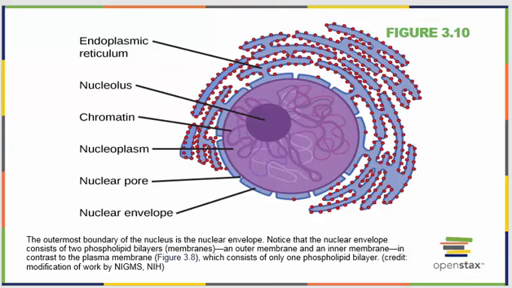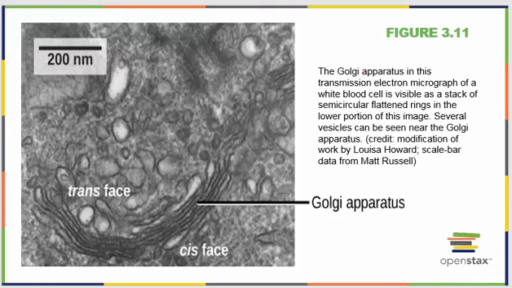You could also add in some smooth ER if you wanted to. In the smooth ER, you make lipids, store calcium, and pull apart different toxins in the body. Products from the smooth ER and rough ER head over to the Golgi body. This is a transmission electron micrograph that's up close and personal with the Golgi body. Those semi-flattened rings are its membranous sacs. All of those vesicles have been packaged and shipped from among them.